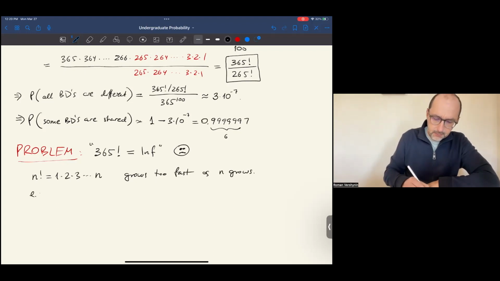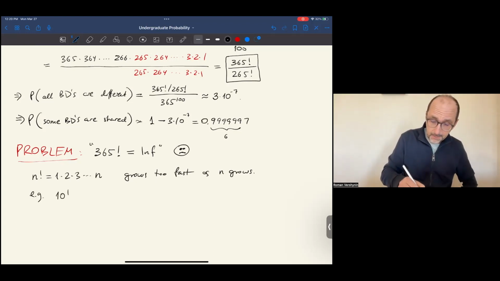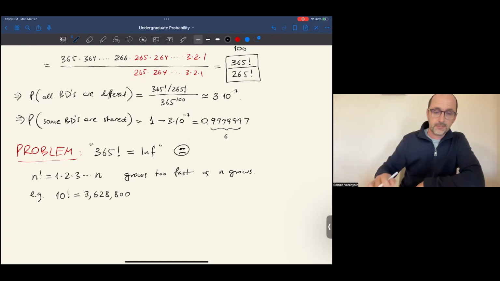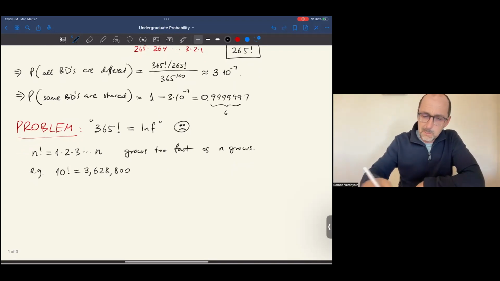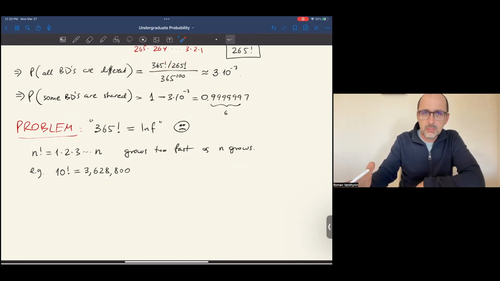For example, 1 factorial is 1 and 2 factorial is 2, but 10 factorial is 3,628,800. And 20 factorial, I don't know what it is, but it's already unimaginable. And 365 factorial, even the computer cannot do that. So what do we do? How can this number be computed? The factorials are not such a good way to do that, unfortunately.